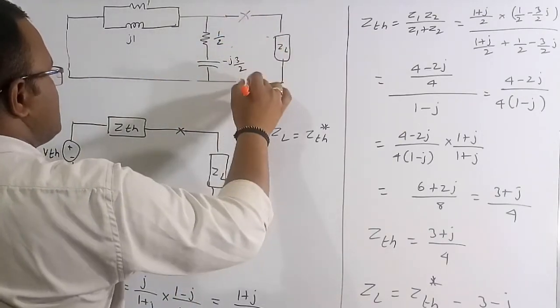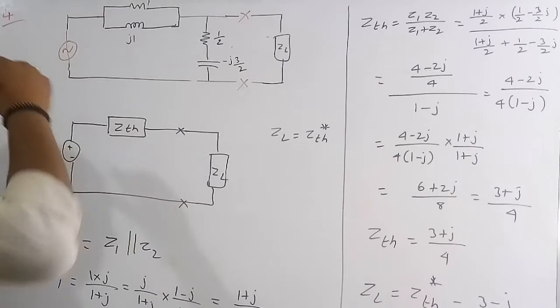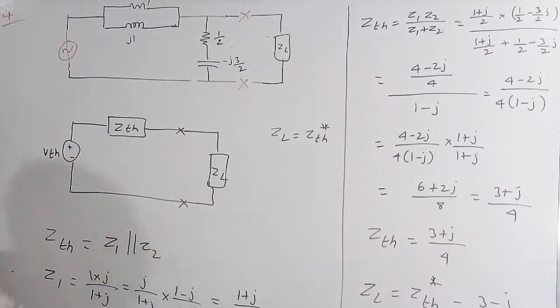So this is the cross connections. Therefore this is the source, and this is the equivalent circuit. This is the Thevenin equivalent circuit across the ZL.